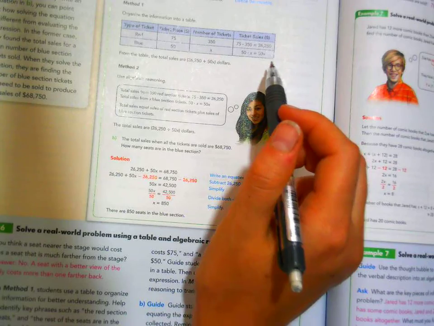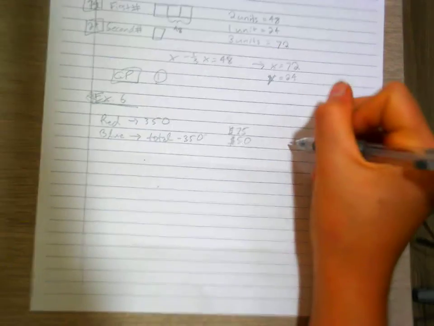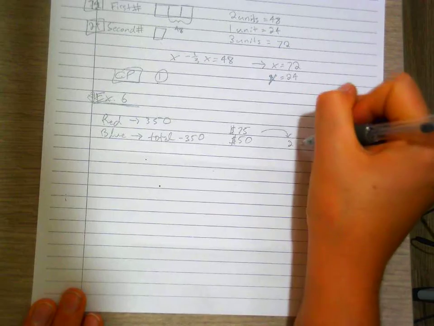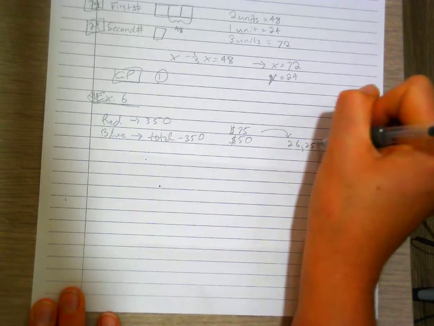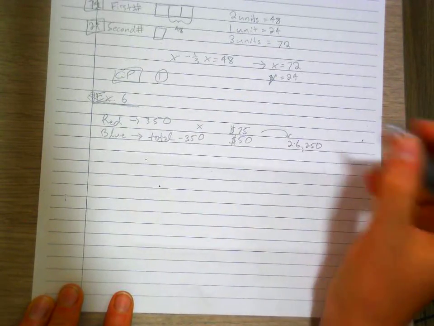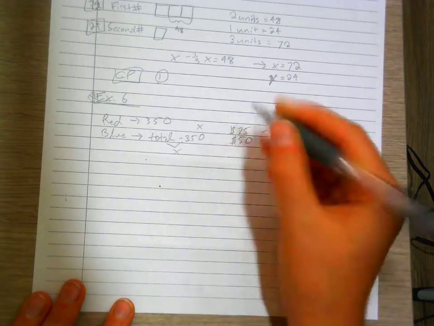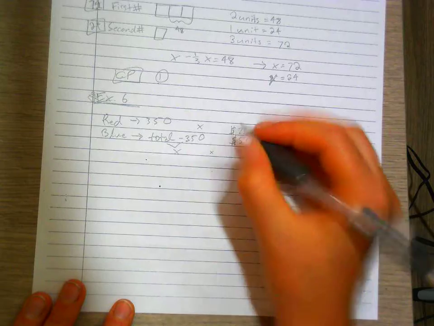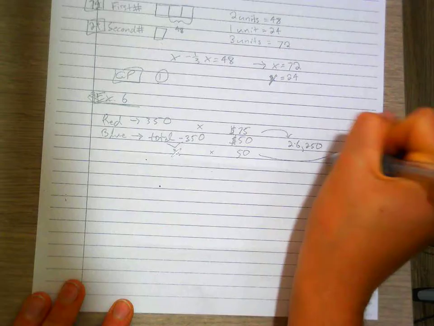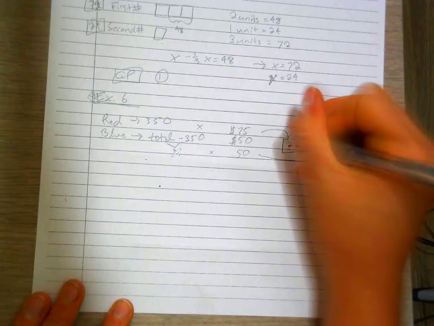So we would get from the red section 26,250, because it is this number multiplied by that number equals this one. And then for the blue, we'll just call that X multiplied by 50. That gives us 50X, and that would be how many we sold. We don't know what X is, we don't have enough information to figure it out. So we leave it at that.